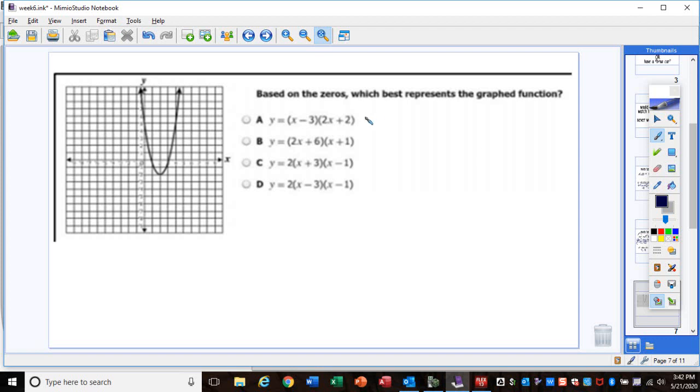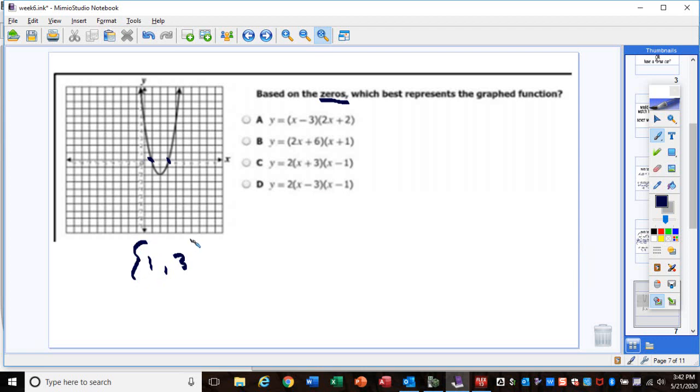Let's see. Based on the zeros, so the zeros are the x-intercepts. So right here, now I can write on it, and right here. Now, where are those? Those are at 1 and 3. Now, which one of these gives you an answer of 1 and 3?